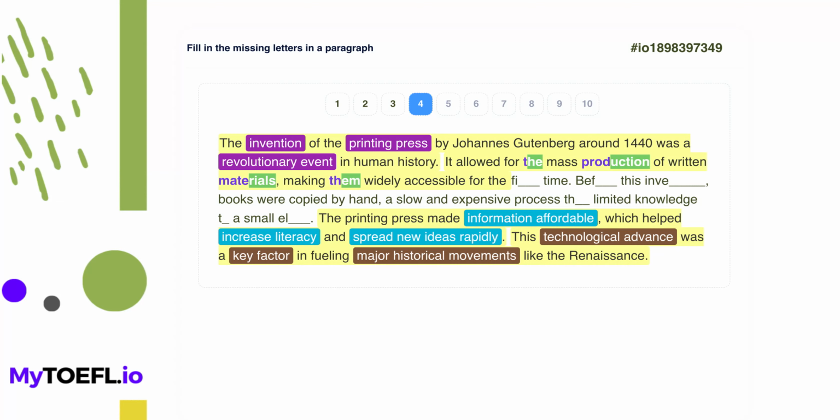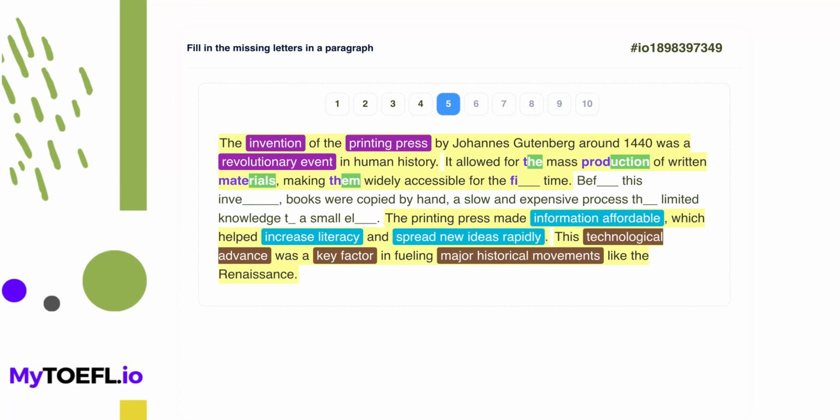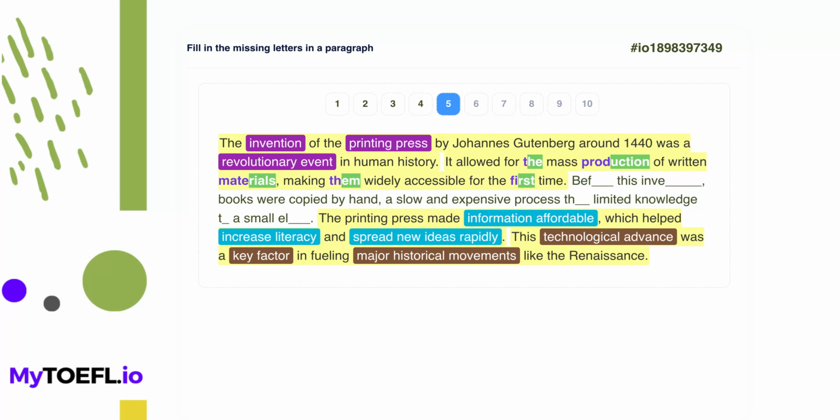We are now at the fifth blank. It allowed for the mass production of written materials, making them widely accessible for the blank time. The question provides the letters F and I and contains 3 missing spaces. This is a very common idiomatic phrase, for the first time. Since the text describes a revolutionary new event, it implies this had never happened before. The ordinal number starting with fi is first.